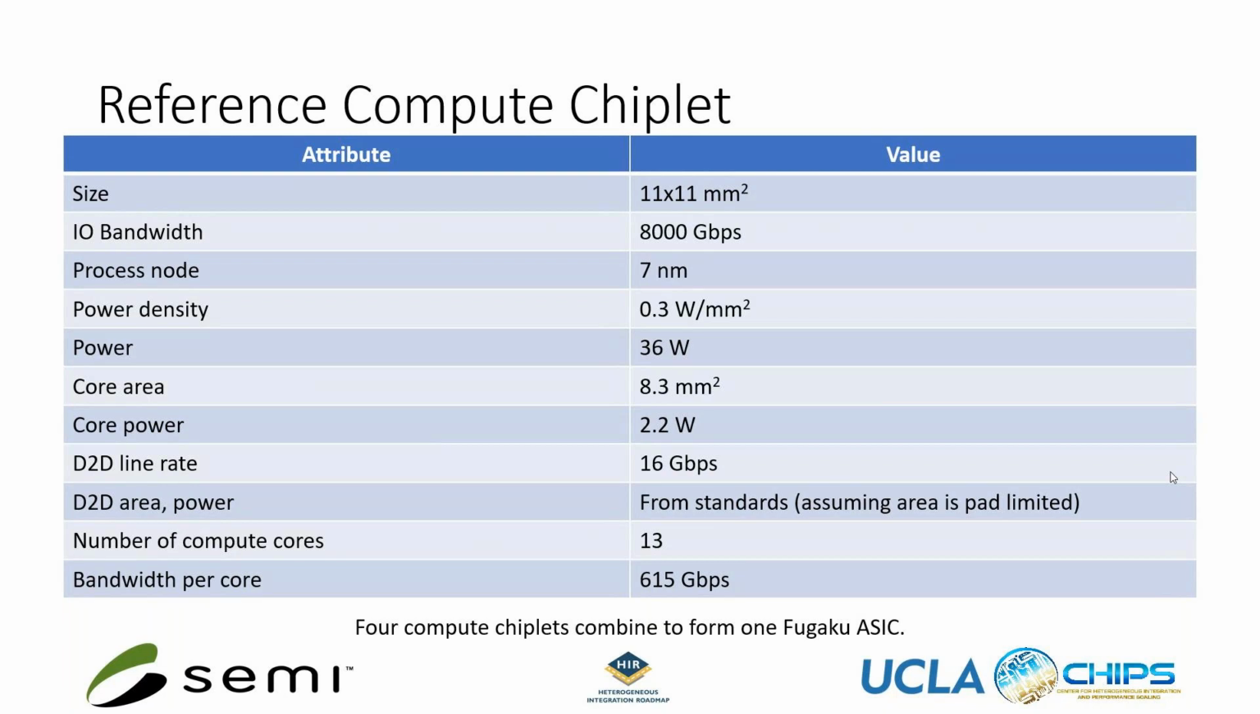The core, we know what the core power and core wattage are. We're picking a 16 gig line rate, and for D2D area and power, we're assuming the area is pad limit, and all of this will come to matter later. You can fit about 13 cores, and you get a bandwidth per core of about 615 gigabits per second. And all of this is important, but fundamentally, this is what a compute chiplet looks like. And you combine 4 of these compute chiplets to form one Fugaku ASIC.